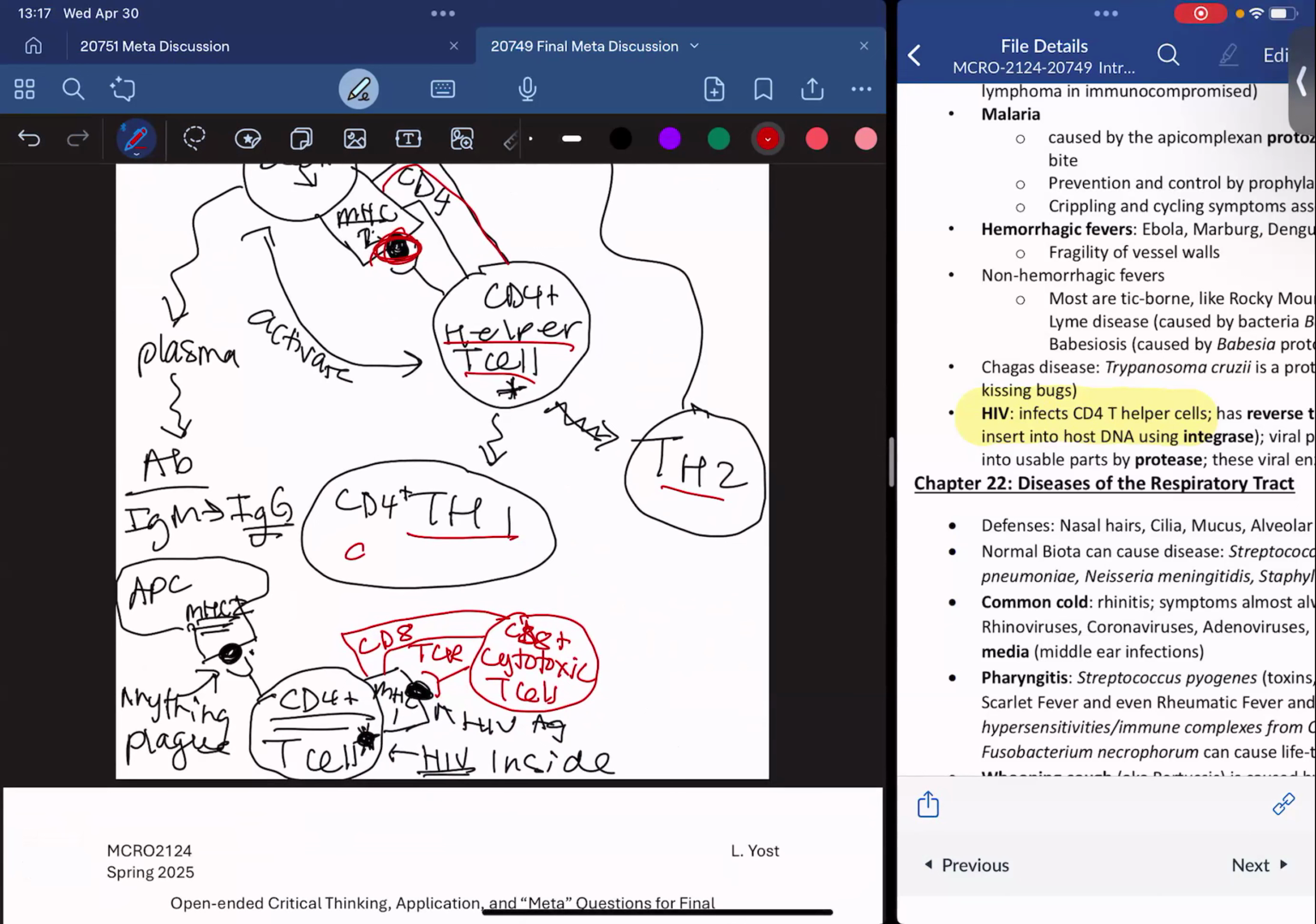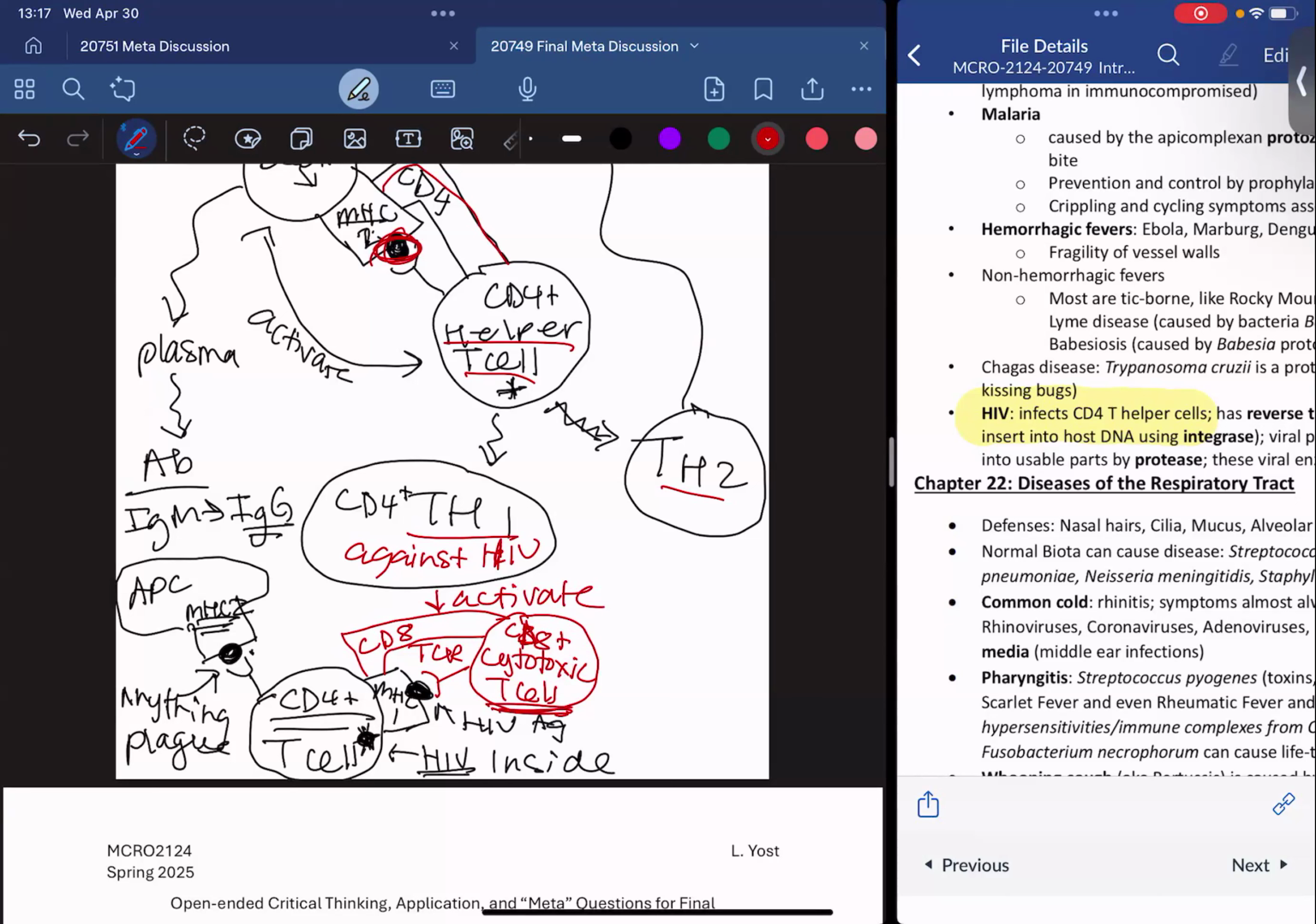This Th1 against HIV will then activate our CD8 positive T cell. And then that T cell can go out and kill any CD4 positive T cell that has been infected with HIV. It'll kill any cell that's been infected with HIV that is presenting the HIV antigen on MHC1. It just happens to be that HIV infects CD4 positive T cells.